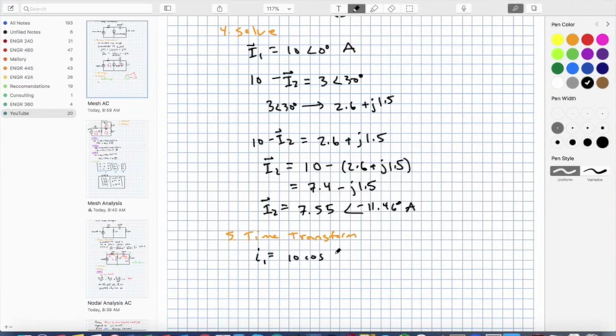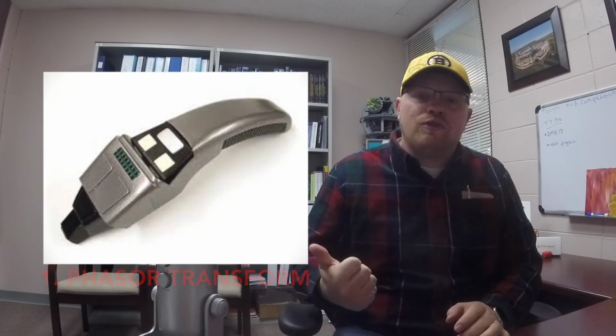Here we have I1 equals 10 cosine of 10t amps, and I2 equals 7.55 cosine of 10t minus 11.46 degrees amps. And that completes the example. Well, I hope that you enjoyed a little trip through my past as we talk about the key acronym PAAST, which we use for mesh analysis. Remember, the steps are phasor transform, assign, apply, solve, time transform.